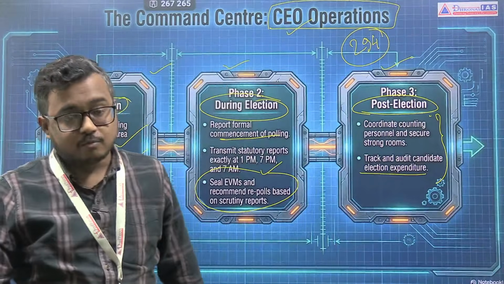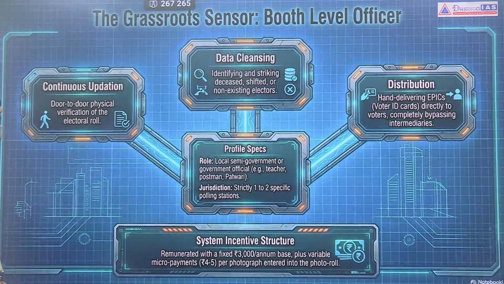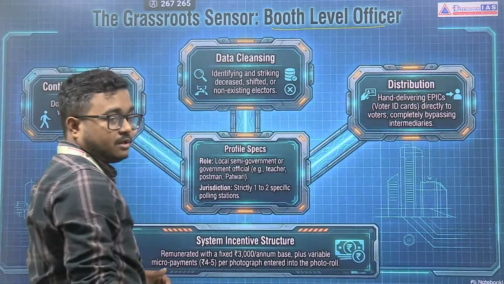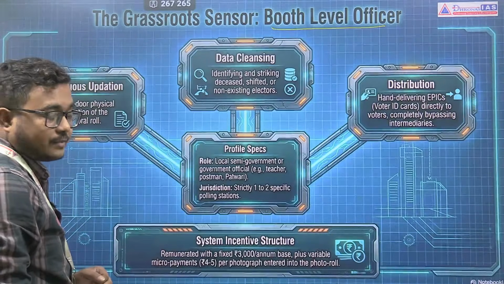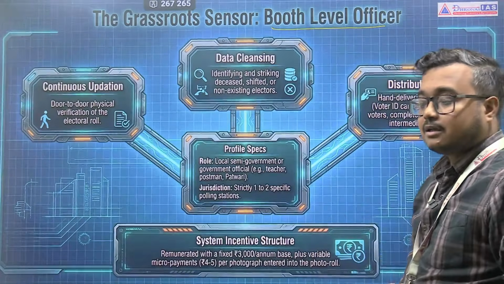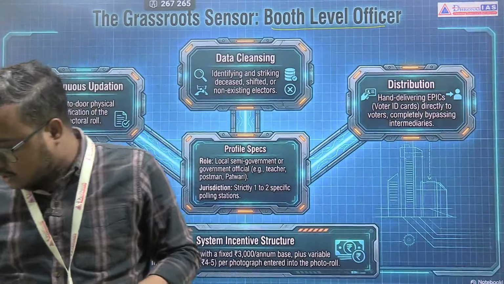Okay. Move on. Next, we come to the lowest level, that is the BLOs, booth level officers. What will the booth level officer do? And it's a constant cycle. It's a constant cycle.